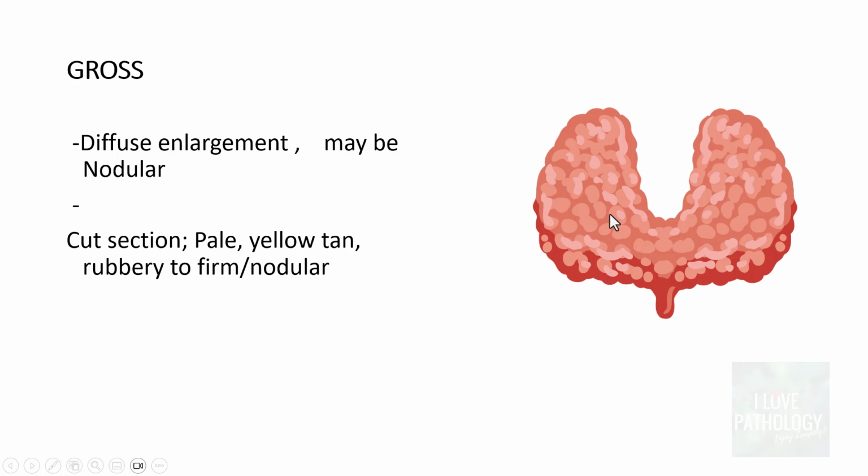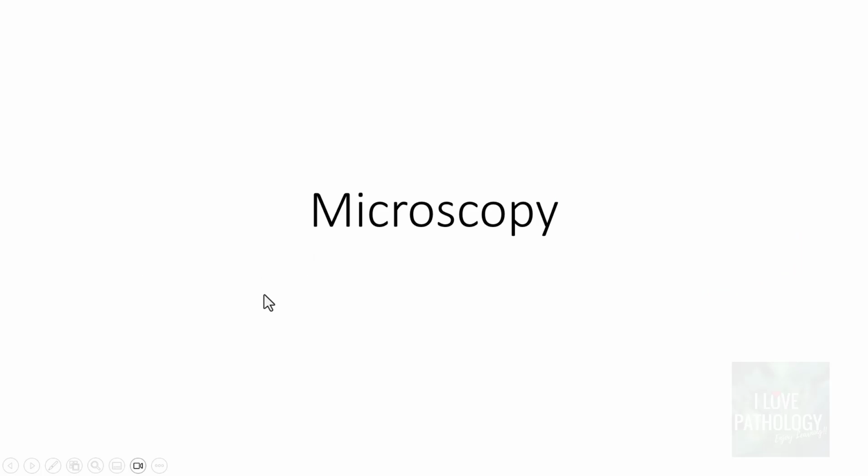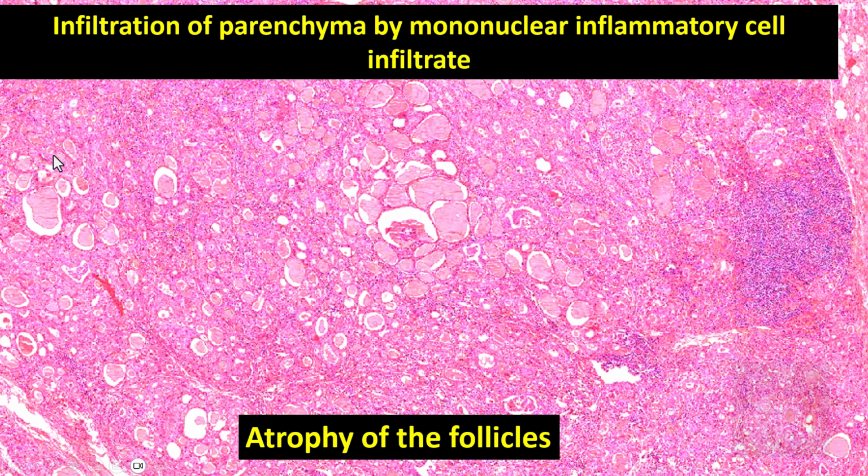Grossly, the thyroid is diffusely enlarged, can be nodular, and when you remove the thyroid and cut it, it is pale yellow tan or rubbery, and can be nodular in appearance. Microscopically, see, the whole thyroid parenchyma is infiltrated by inflammatory cells. We can make out that these are thyroid follicles, right? We can identify that there are colloid filled follicles, but it is not uniform throughout. You can see that there is lots of infiltration.